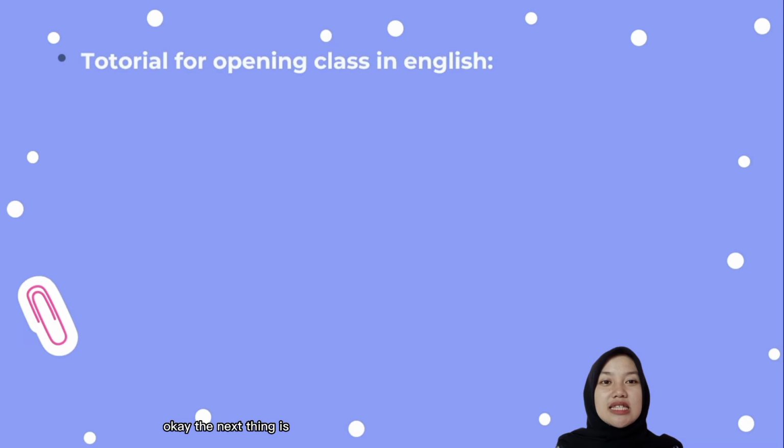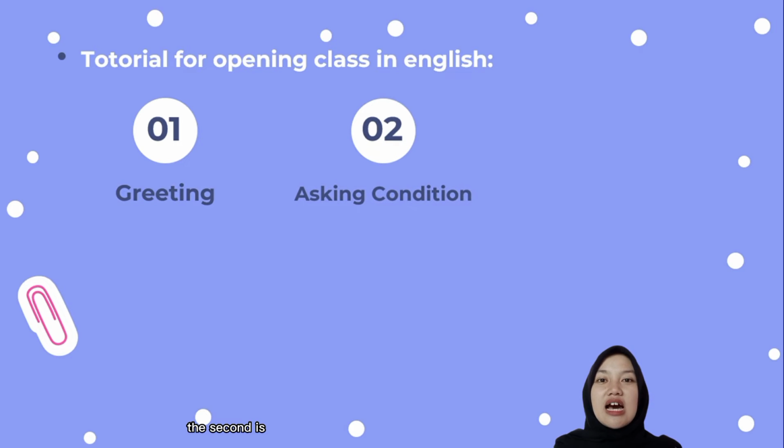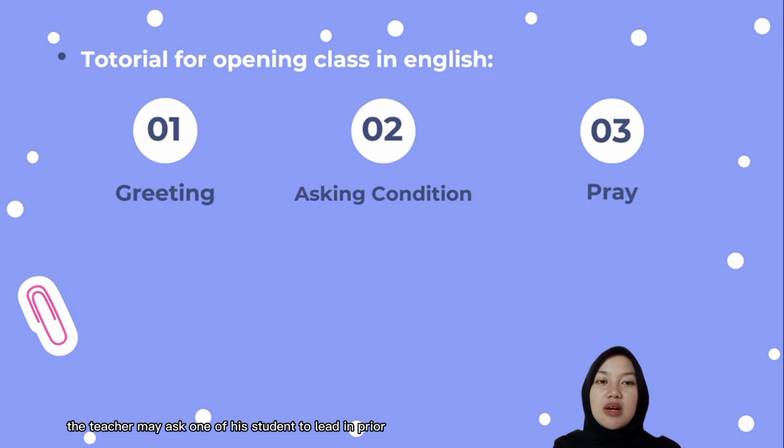Okay, the next thing is we will discuss the tutorial for opening the class. The first is greeting. Example, good morning everyone. The second is asking about condition. Example, how are you today? The third is to pray. In praying, the teacher might ask one of the students to lead the prayer. Example, okay, before we start learning, let's pray together. Please Agung, lead us in prayer.